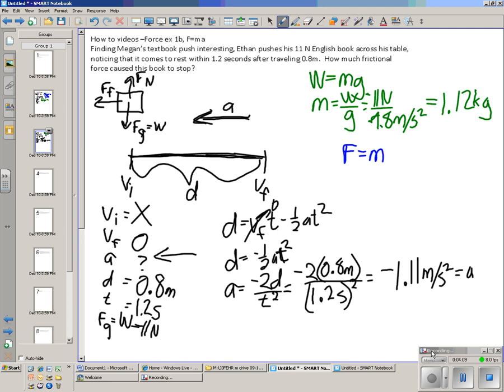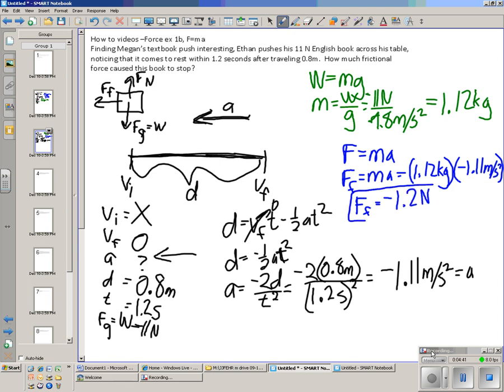Force equals mass times acceleration. The only force on the x-axis is going to be the frictional force. So equals mass times acceleration, which equals 1.12 kilograms, parenthesis, negative 1.11 meters per second squared, parenthesis, and force of friction, tapping into our calculator, negative 1.2 newtons.